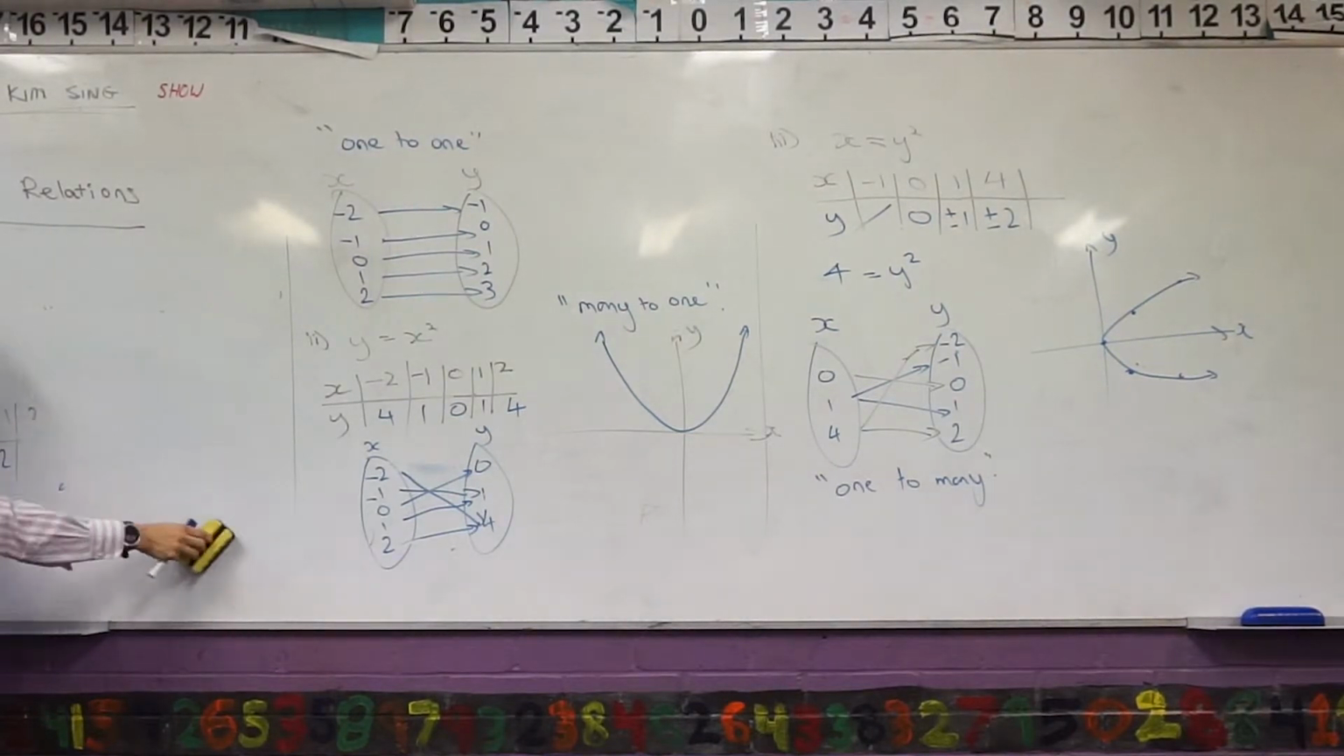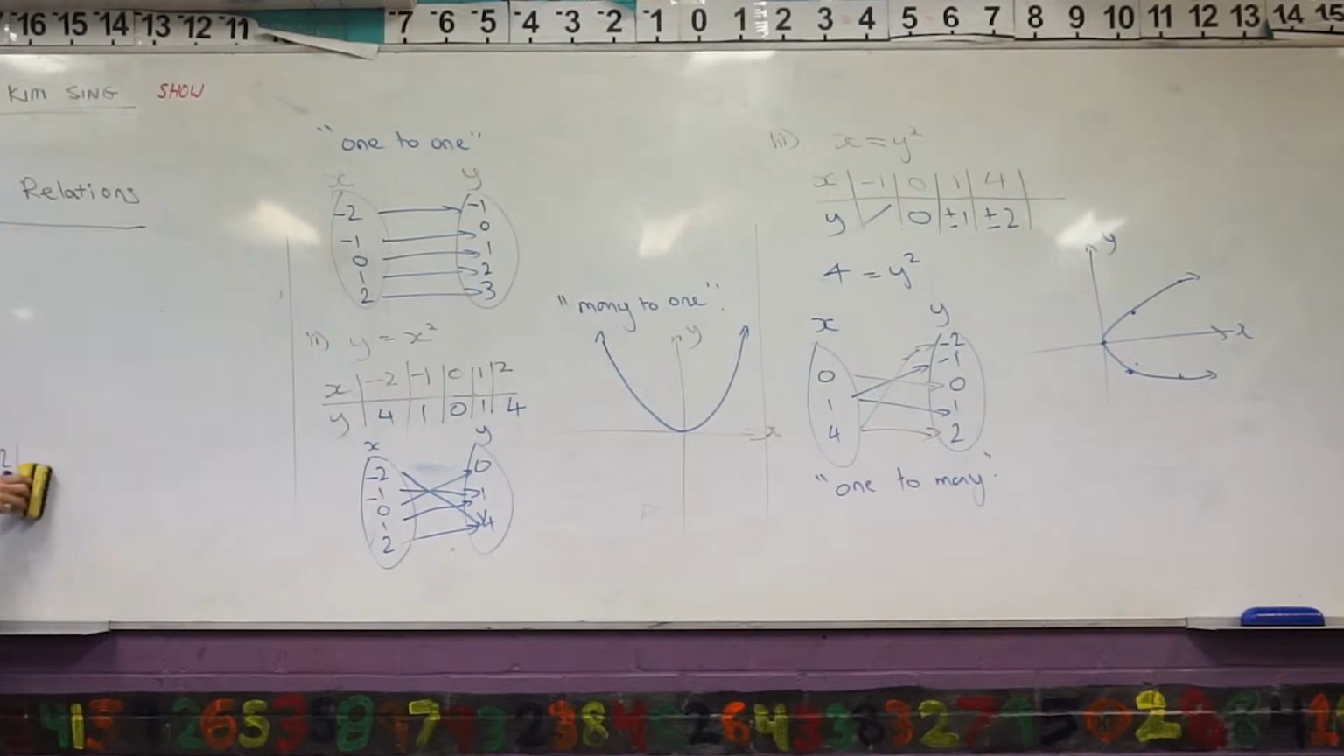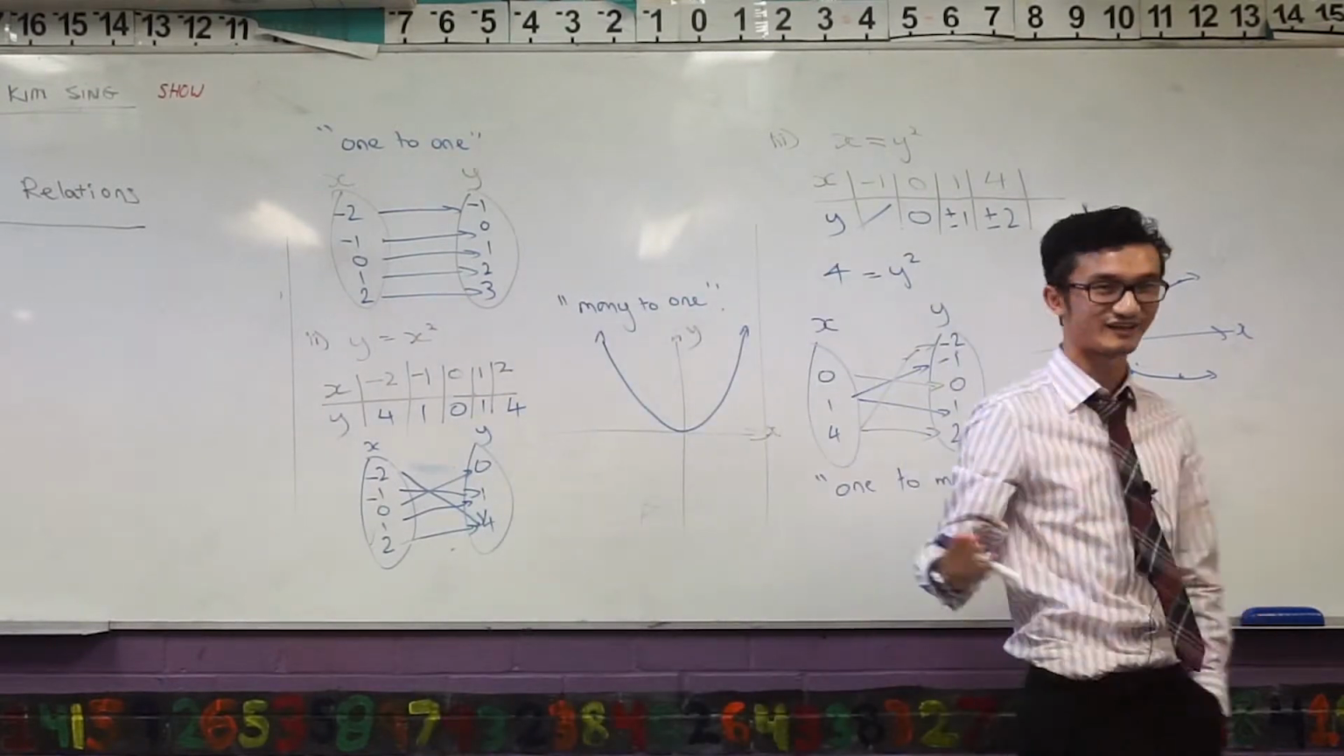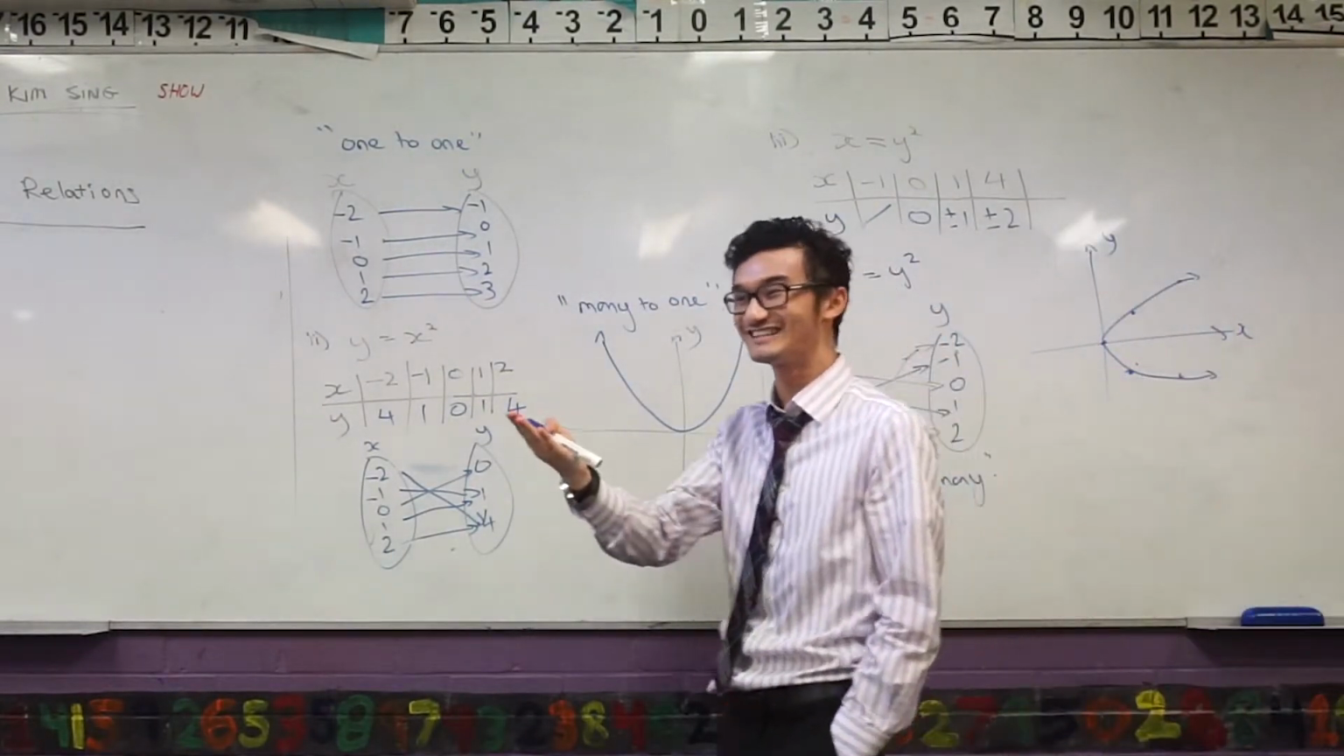I don't really like this circle thing. Ah, speaking of which, there's actually one more type. If we've got 1 to 1, many to 1, 1 to many, what have we kind of left out? Many to many.